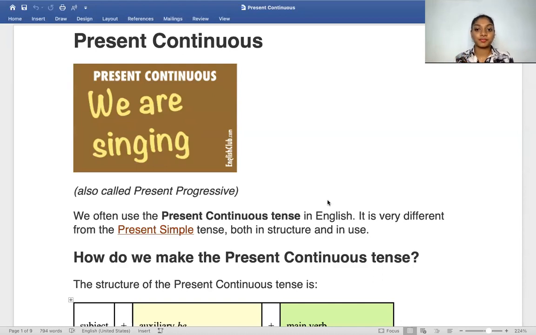Okay? Yes, I can see some answers coming up. I asked about the structure. When you create a positive sentence using present continuous tense, what is the structure?